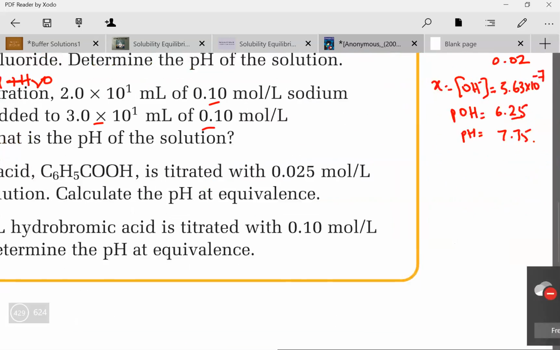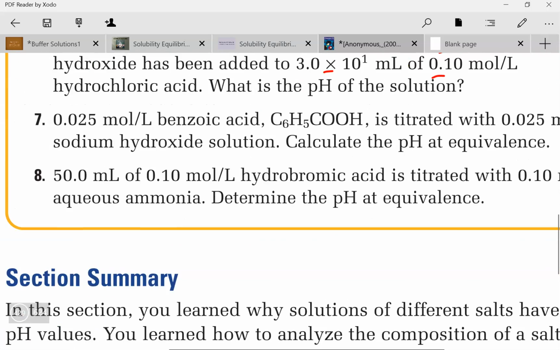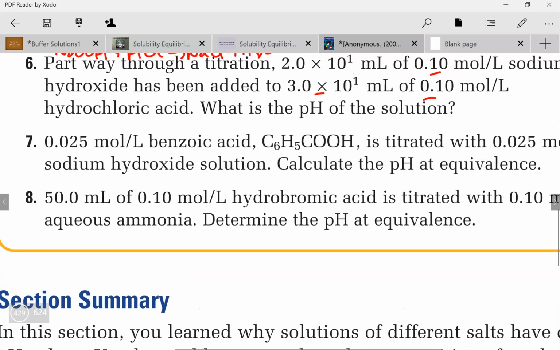I don't have space to do this. I'm going to do this down here. I'm going to do 7 and 8 on a different page so that we have room. But once I have NaOH, number of moles of NaOH is going to be 0.1 times 20, divided by 1,000 because you have to convert. So 2 times 10 to the power of negative 3 moles.